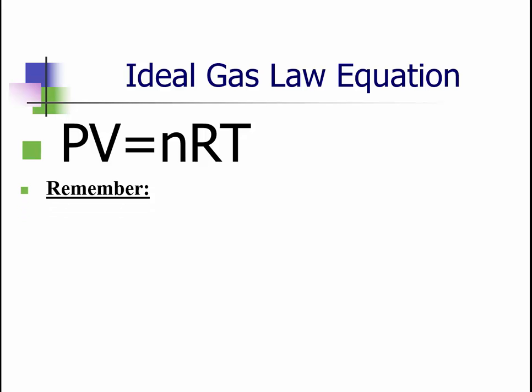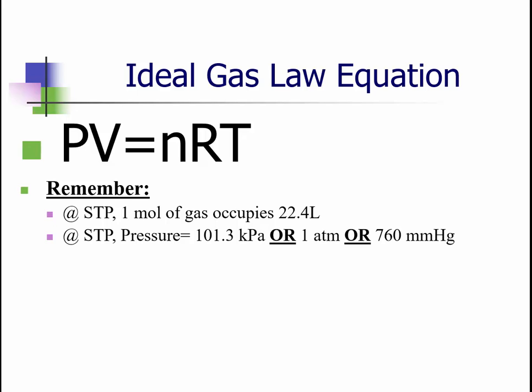Well, actually, sorry, got ahead of myself. Remember this from now on, that 1 mole of a gas occupies 22.4 liters. So always, at standard temperature and pressure, 1 mole of a gas is always going to be 22.4 liters. At STP, pressure can either be measured in 101.3 kPa, it could be 1 atmosphere, or it could be 760 millimeters of mercury. Those are your standard pressures. And your standard temperature, remember not using Celsius, is going to be 273 Kelvin.